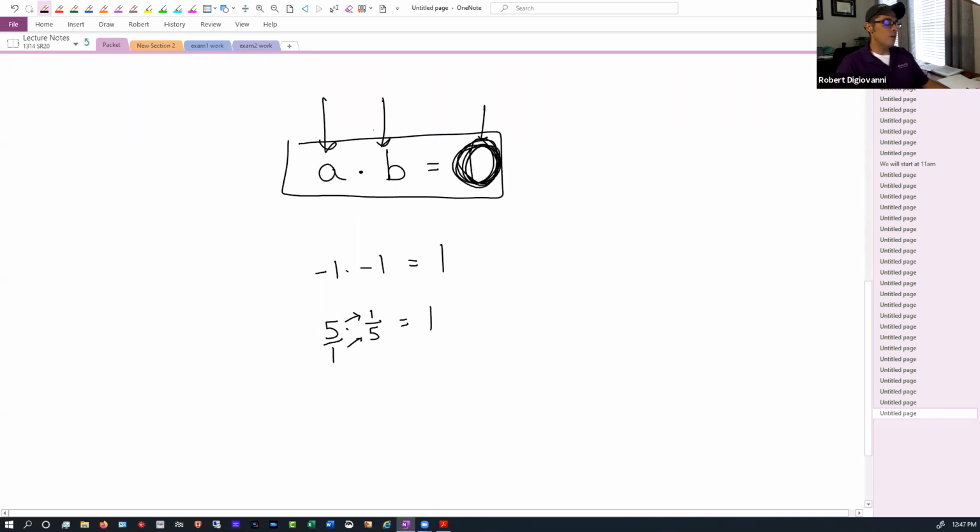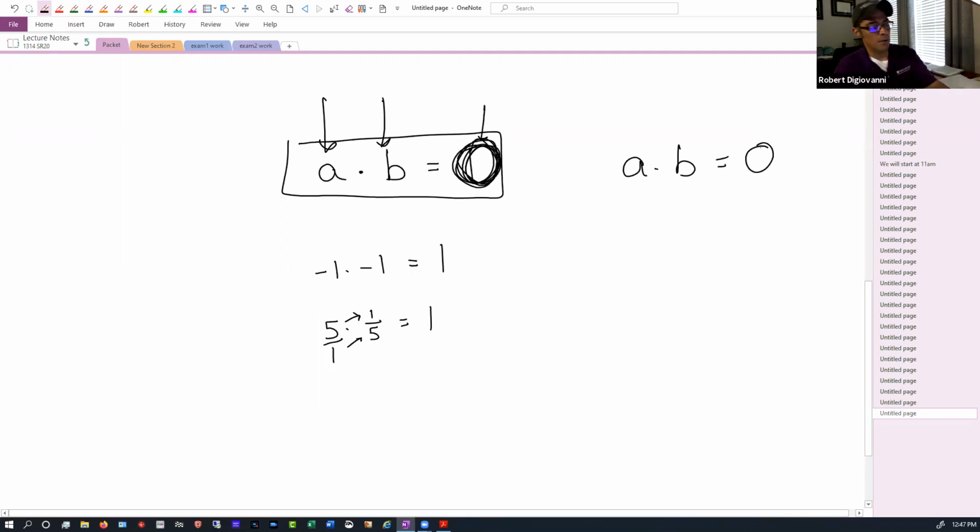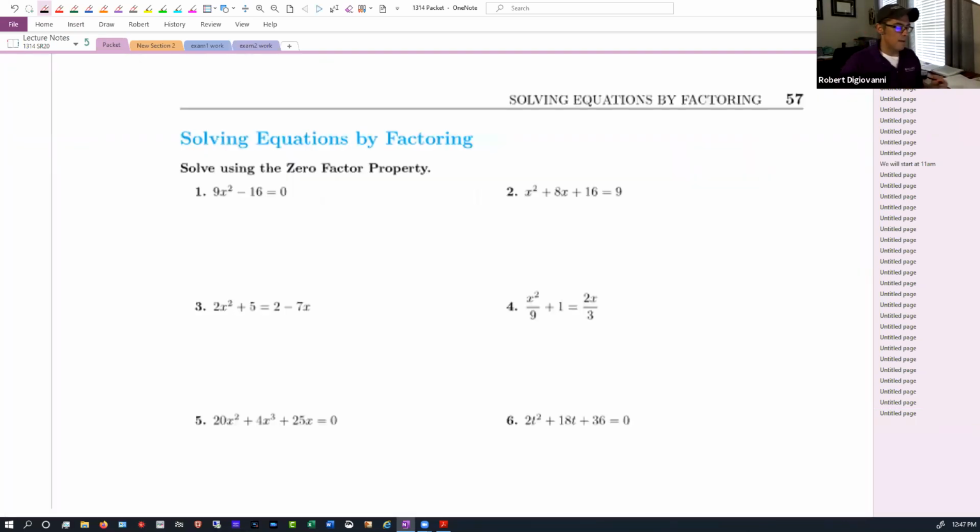There's absolutely no way ever that you'll be able to take two numbers and get them to multiply to be 0 without one of them being 0. You can sit here the rest of your life. You're never going to find two numbers that multiply to be 0 without one of them being 0. So this property only works when we have some equation equal to 0.